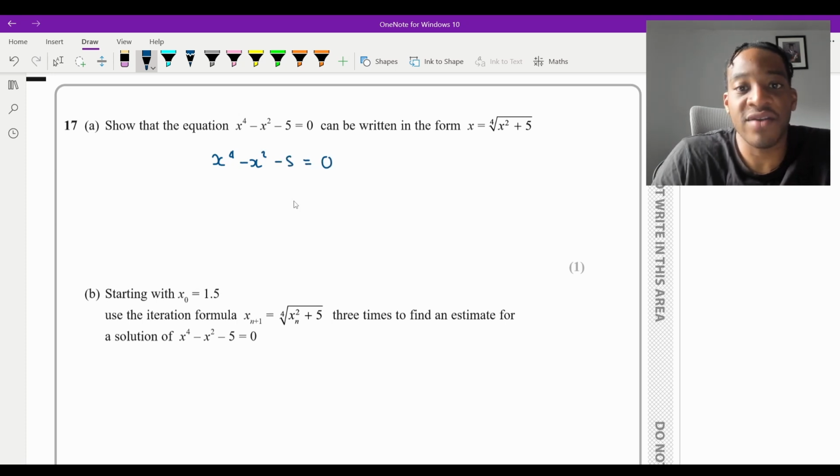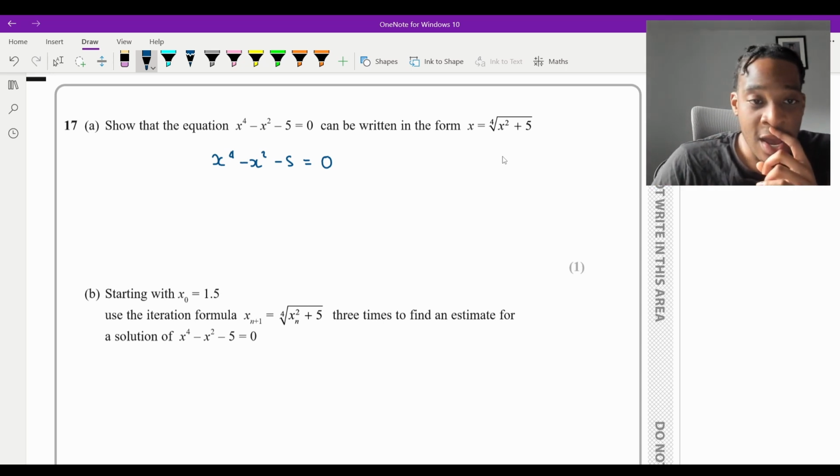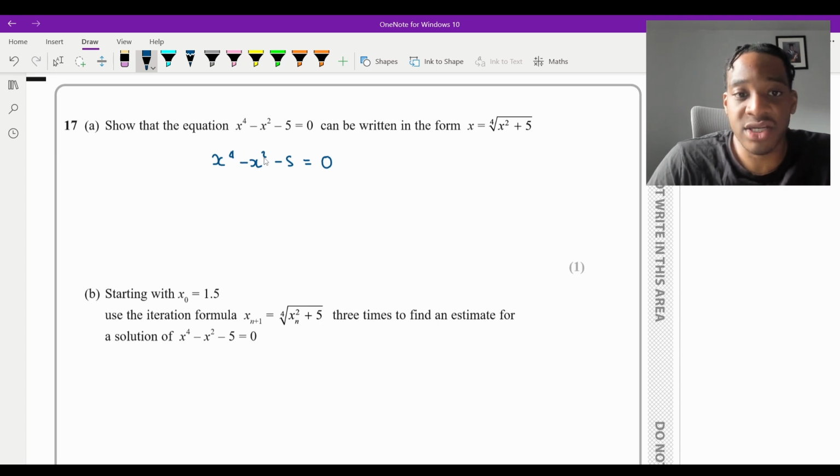Now, whenever you're doing a show that of any type, when you're trying to show that you get a certain algebraic expression, it's always important to have a look at what it is you're trying to get to. That way you'll be able to figure out what you need to move and so forth. Now, when I look at this expression here, I've got an x squared plus 5 being 4th rooted. For me, I've got an x squared term, I've got a 5, but they're both negative. So essentially, that tells me I need to move these two over. So I'm going to go ahead and do that. I'm going to add both of them to the right-hand side. This will give me x squared plus 5.